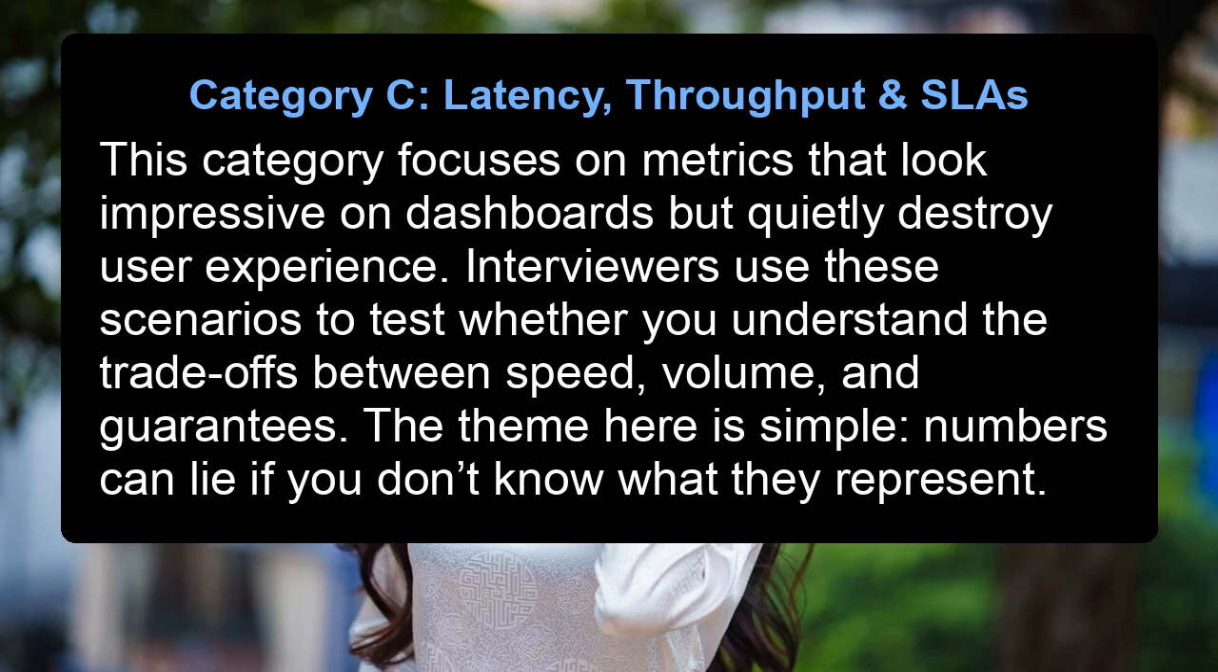Category C: latency, throughput, and SLAs. This category focuses on metrics that look impressive on dashboards but quietly destroy user experience. Interviewers use these scenarios to test whether you understand the trade-offs between speed, volume, and guarantees. The theme here is simple: numbers can lie if you don't know what they represent.